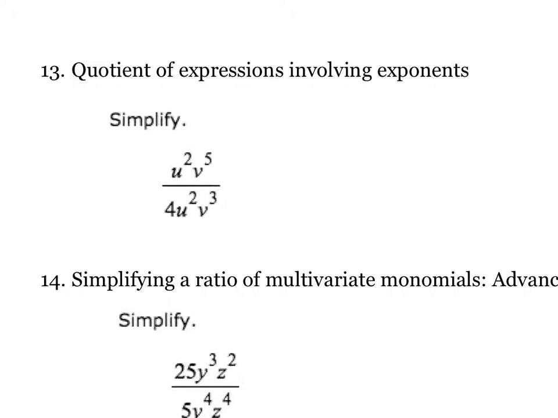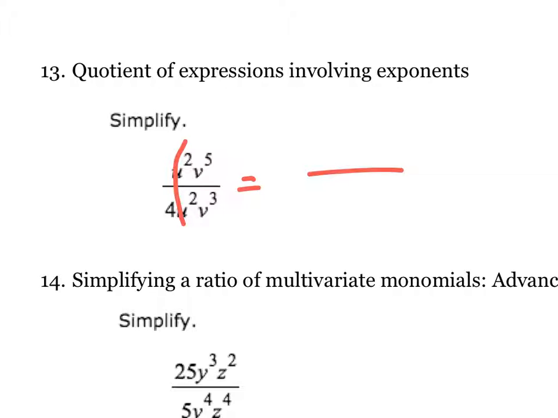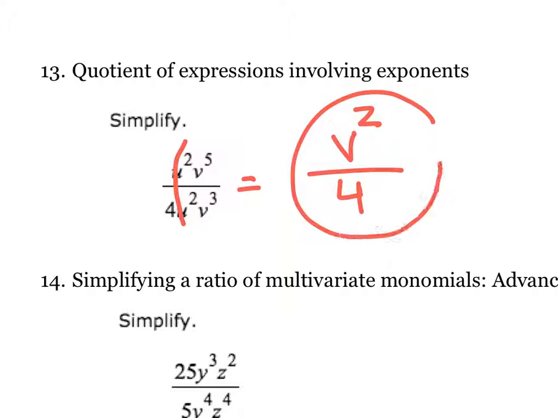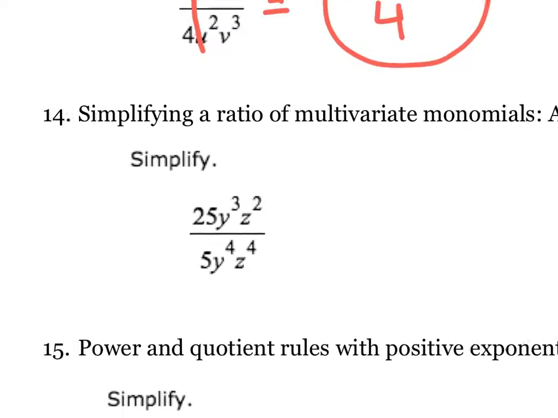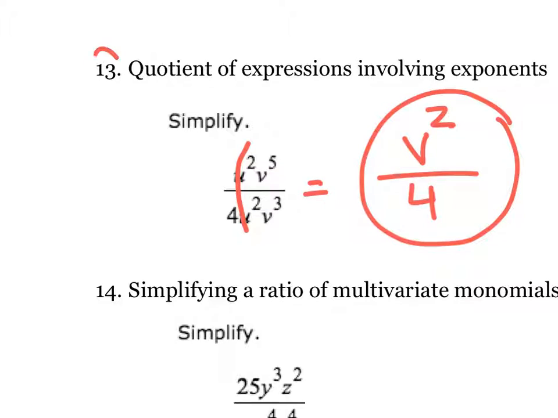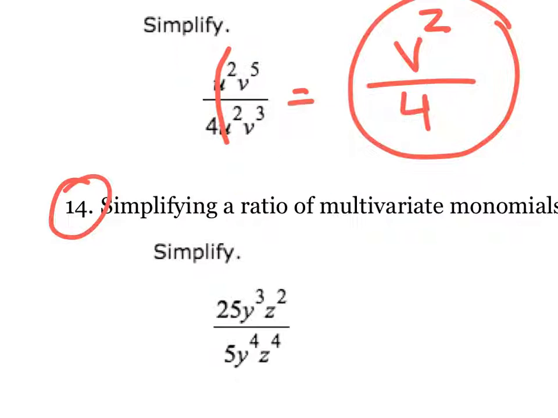Here's 13 right here. So nothing I can do to the numbers. I get a 1 and 4, so that's fine. I've got 2 u's on the top, 2 u's on the bottom. Those are going to absolutely cancel right through. I've got 5 v's on the top, 3 on the bottom. That's going to leave me 2 v's on the top, and I got to bring the 4 over. That one's pretty easy. So moving on, that was 13, right? And then here's 14. Here comes 14.